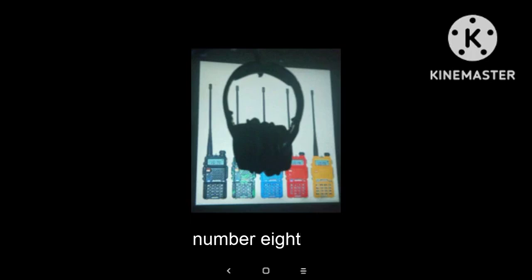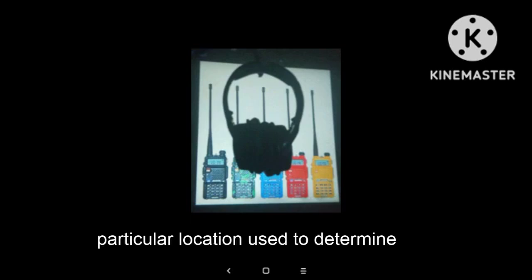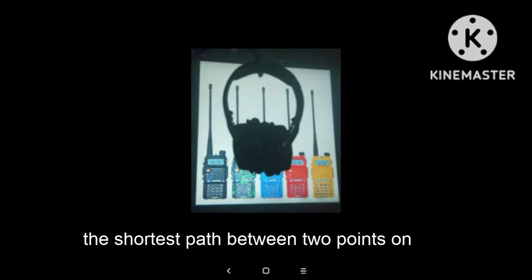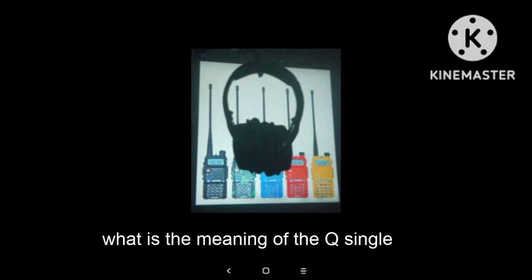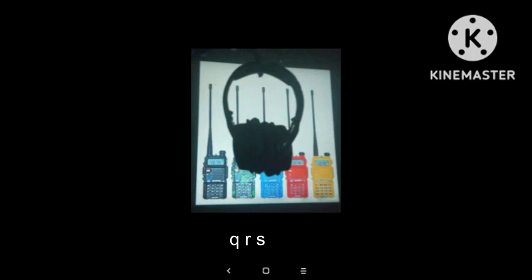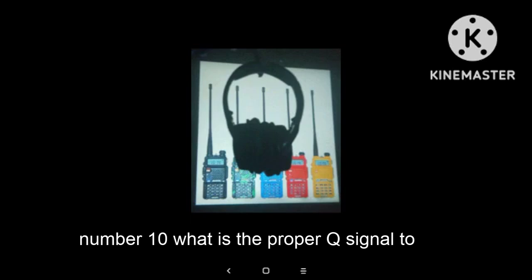Number 8. What is an azimuthal map? A map projection centered on a particular location, used to determine the shortest path between 2 points on the Earth's surface. Number 9. What is the meaning of the Q signal QRS? Send more slowly.